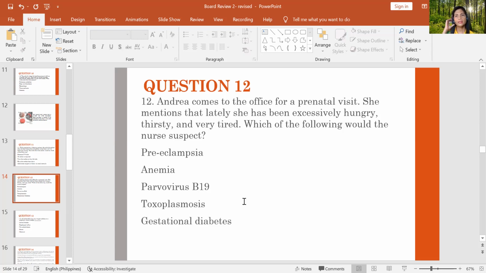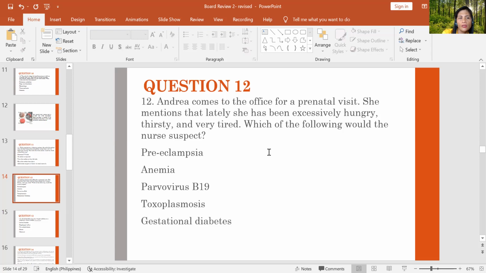So we have learned this. I have explained this already to you last semester. The three P's of gestational diabetes. So the answer for this one is gestational diabetes. Ano ba yung three P's natin sa gestational diabetes? We have polyphagia, polyuria, and polydipsia. For excessive hunger, that is polyphagia. For excessive thirst, polydipsia, and polyuria, excessive urination.